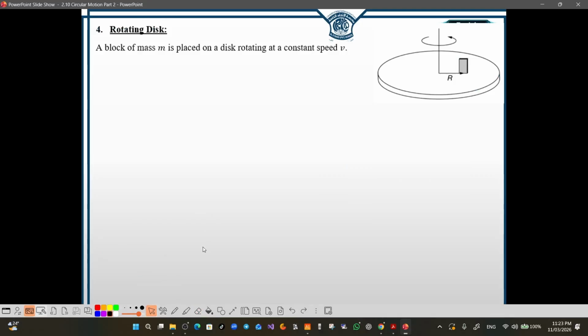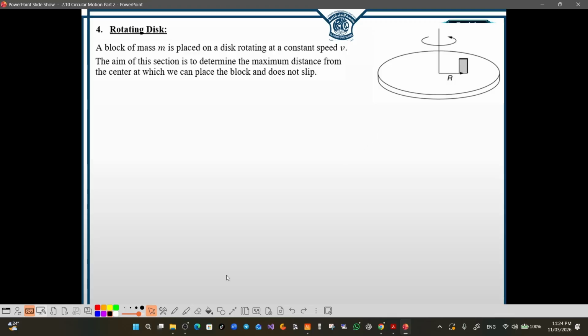Now let's focus more on one of the very repetitive scenarios in AP exams. In the rotating disk, a block of mass M is placed on a disk rotating at a constant speed V. Here we are assuming that the disk has a rough surface, and the block appears to be at rest with respect to the disk. So only the disk is rotating, and due to this rotation, the block will rotate with the same speed, and it appears to be at rest with respect to the disk.